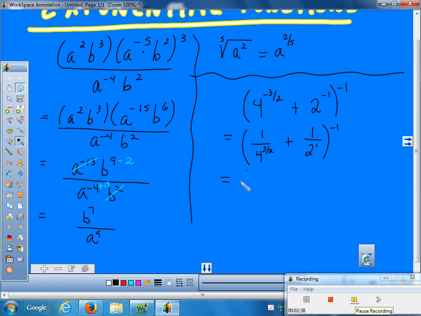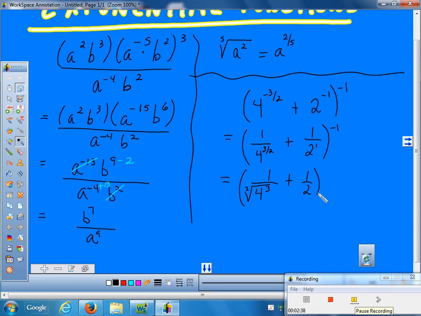Now, how do I figure out what 4 to the 3 halves power is? It's 4 cubed in a square root, or the square root of 4 to the third. This is obviously just 1/2. It's no big deal. When you figure this out, 4 is not that big, so you could actually do this one either way.